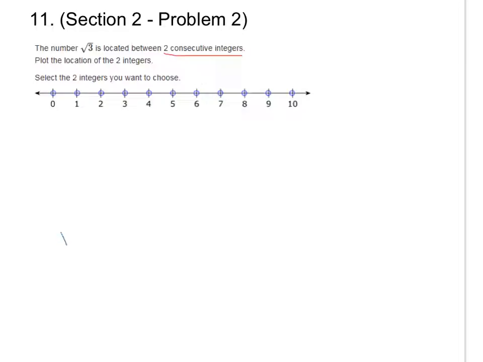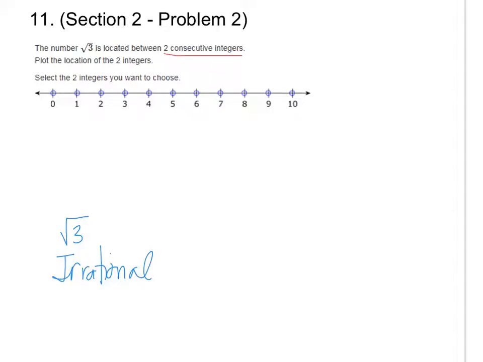The square root of 3 is an irrational number. It cannot be written as a fraction. It would be a decimal that continues forever. It would not repeat. So if I look at my number line like I have it here, this is similar to what I did in the previous problem, where I can rewrite all of these numbers as square roots.